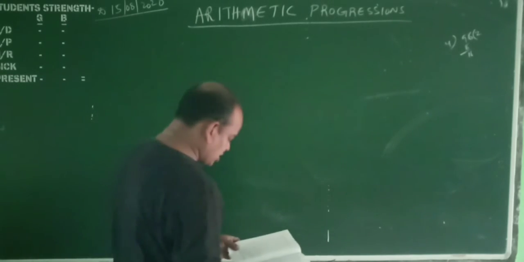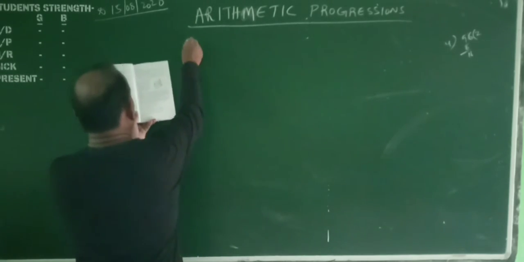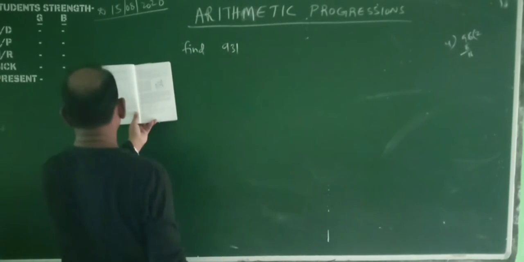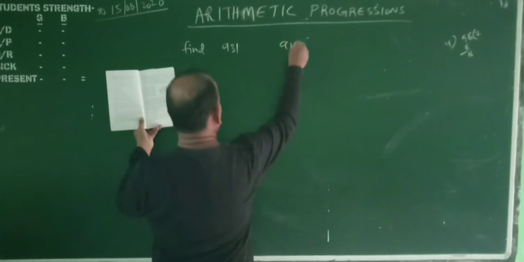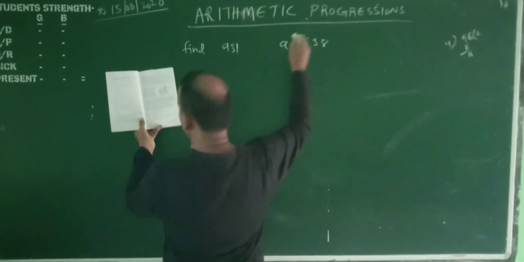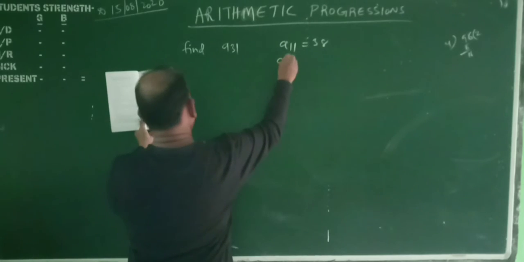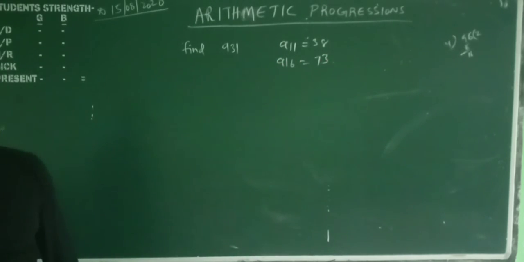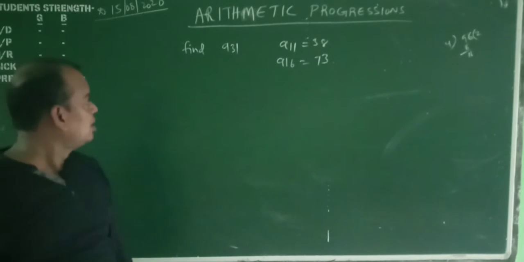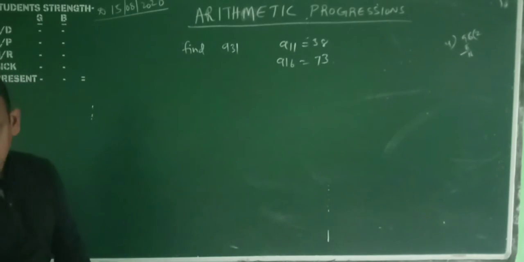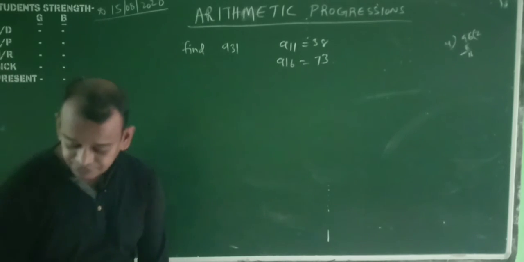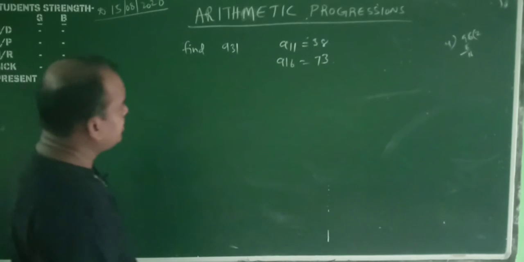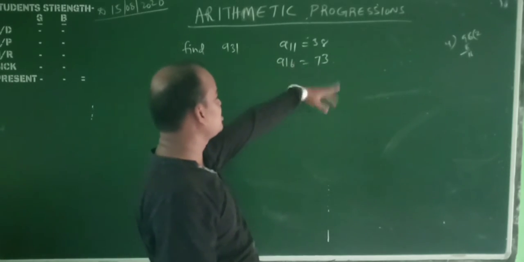Find the 31st term A31 of the AP whose 11th term A11 is equal to 38 and 16th term A16 is equal to 73. Then find the 31st term of the AP whose 11th term is 38, 16th term is 73.